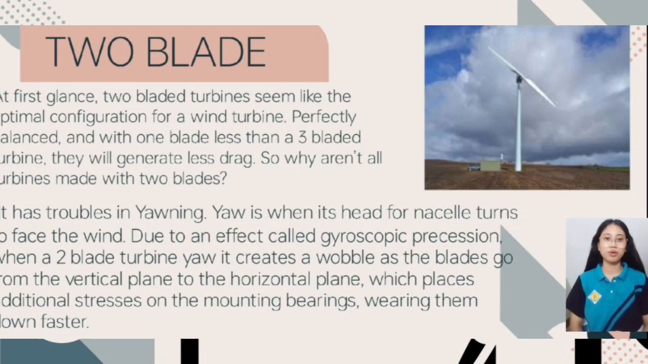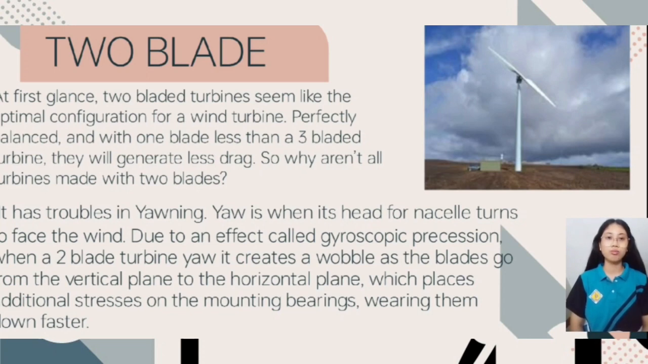Ano nga ba yung yawing? Yaw is when its head or nacelle turns to face the wind. Ibig sabihin nito, hindi nakafix yung nacelle ng wind turbine. The whole wind turbine itself should follow the wind direction. Dapat lagi siyang nakaharap sa direksyon ng hangin. Siyempre, pag nagbago ang direksyon ng hangin, dapat susundan niya yung ikot ng nacelle. Yung pag-ikot ng nacelle na yon para sundan yung hangin, ang tawag doon ay yawing.